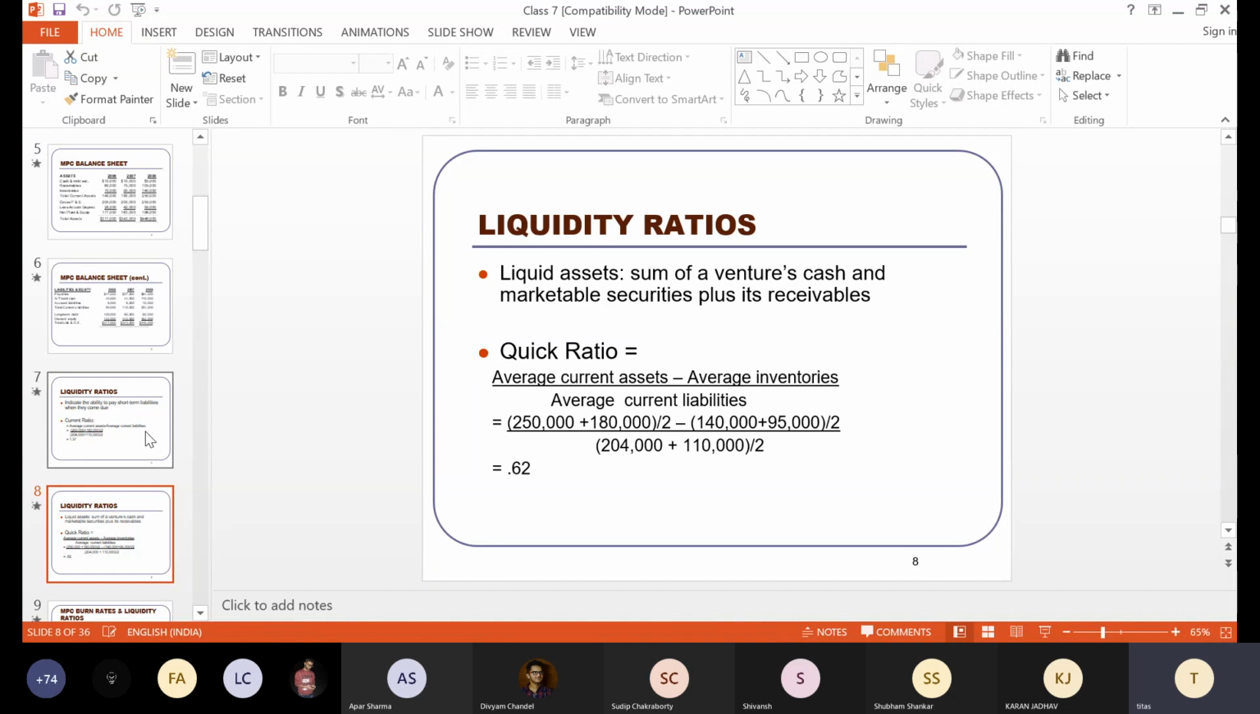But yes, if it is very less, 0.62 is okay. It is more than 60%. But if it is 30% or 20%, and I am depending on inventory to cover up my liabilities, then it is a matter of concern. Okay, so segregating the inventory and other current assets, we use the quick ratio.